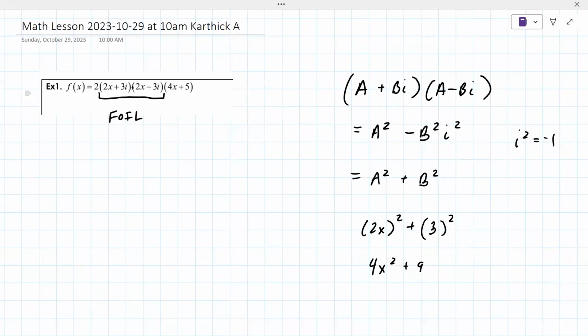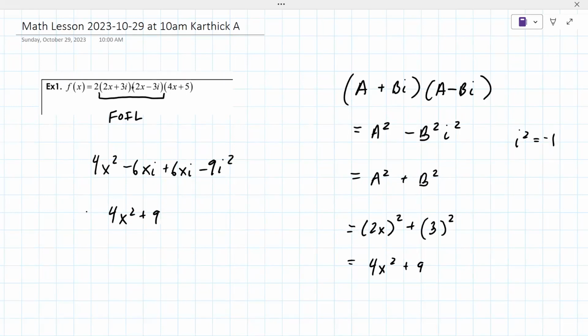Okay, now if we FOIL it, we're going to see the same thing. We're going to see that you get 4x squared minus 6xi plus 6xi minus 9i squared. The two middle terms cancel. And the other one turns into +9. And you might think, well, that's not a big deal.